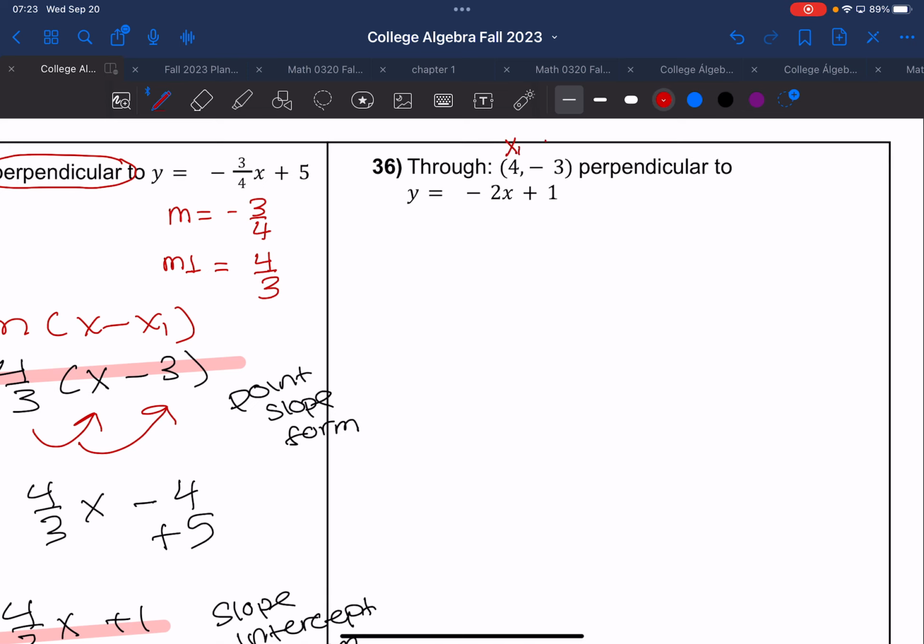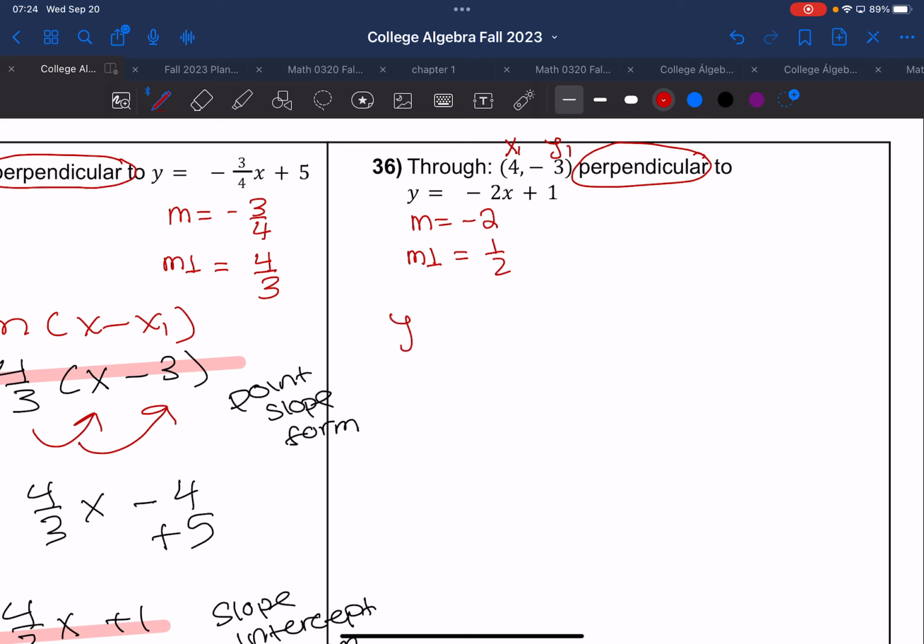So x1, y1, it wants us to find perpendicular. So what's our original slope? -2. What would be the perpendicular, opposite reciprocal? Good, 1/2. Because it went from negative to positive, and 2 can be written as 2 over 1, which if you flip it, is 1 over 2.